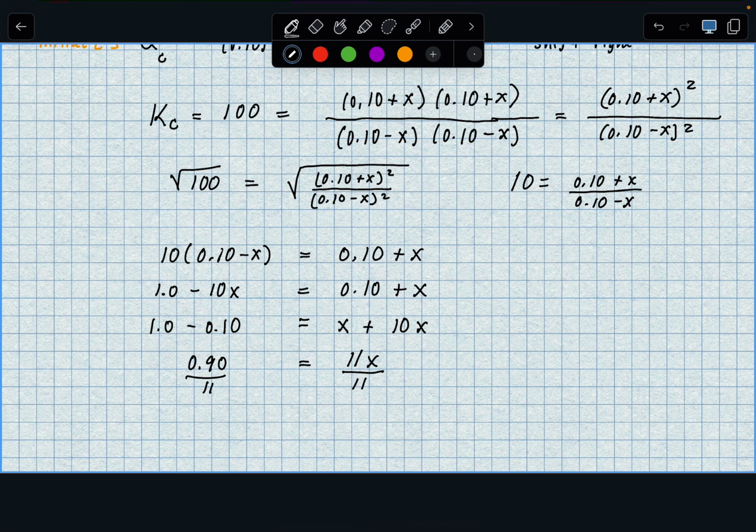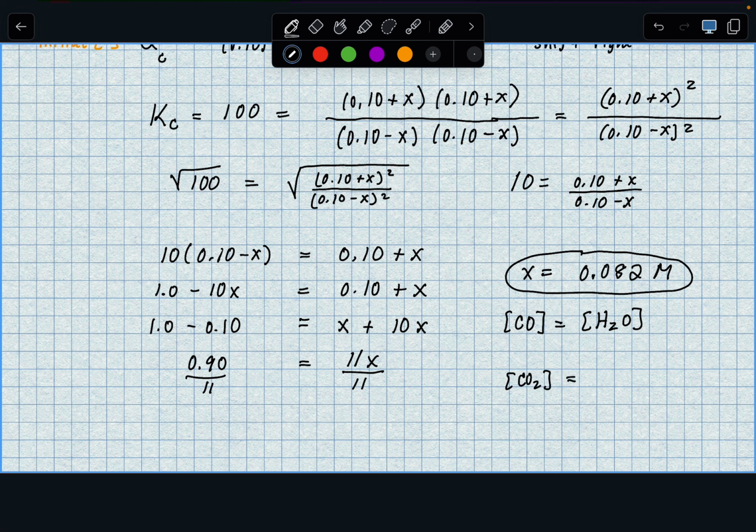And then just like you've learned, you just divide both sides by that. And when everything's said and done here, x is going to equal 0.082 M. So when you do that math, that's what you get. So then that's our x value, but now we need to put it back in to solve for all the concentrations. So above, the carbon monoxide and the water are going to be the same, and I'll solve that at the same time.